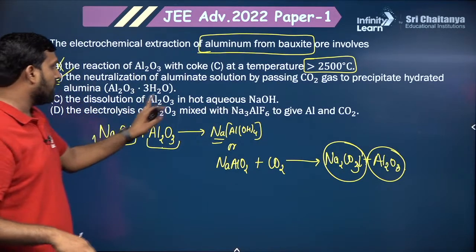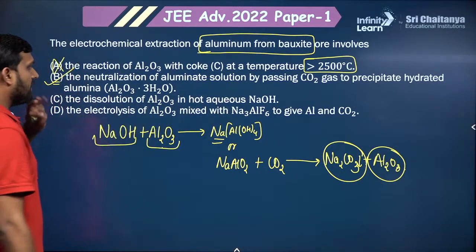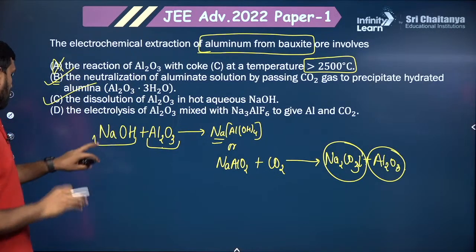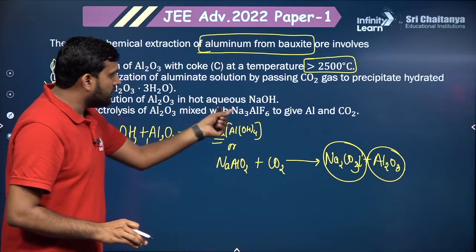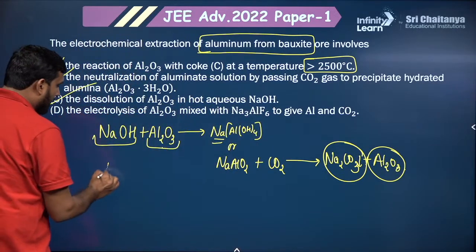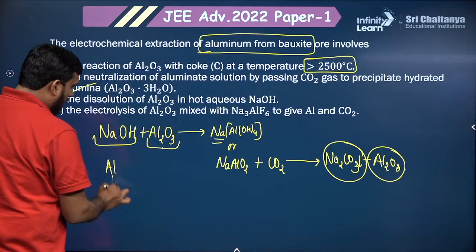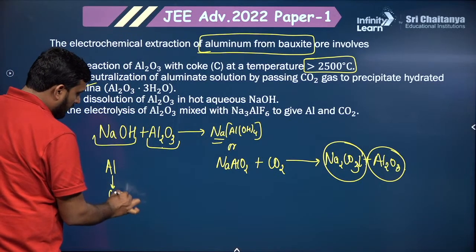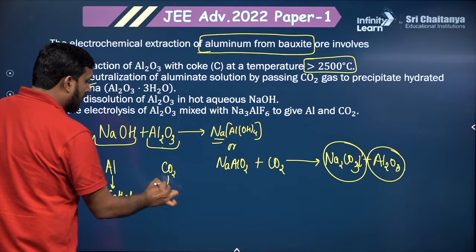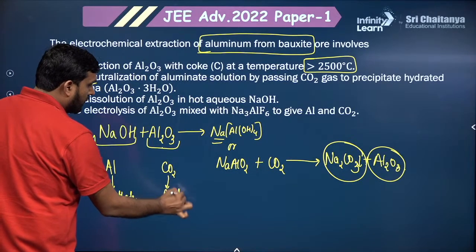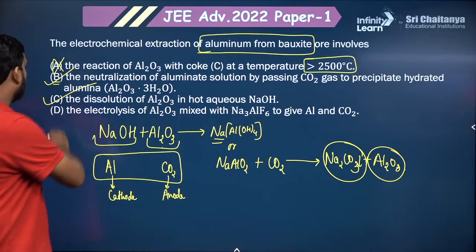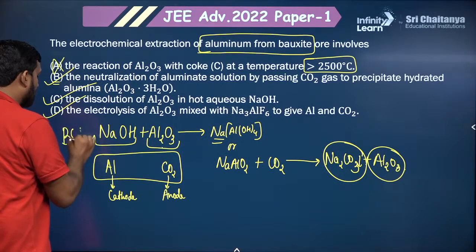Now the dissolution of Al2O3 in hot aqueous NaOH. Yes, there is the dissolution. I have already given you the reactions, so this is correct. The electrolysis of Al2O3 mixed with cryolite gives aluminium and CO2. Yes, it's true. If you have studied the electrolytic reduction in detail, you get aluminium at the cathode and CO2 at the anode. So this is the product of electrolytic reduction. This is what happens in the whole Hall-Heroult cell. So option D is also correct. So the correct answer will be B, C and D.